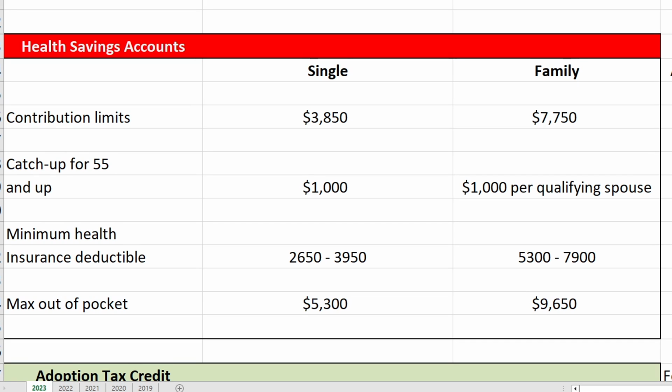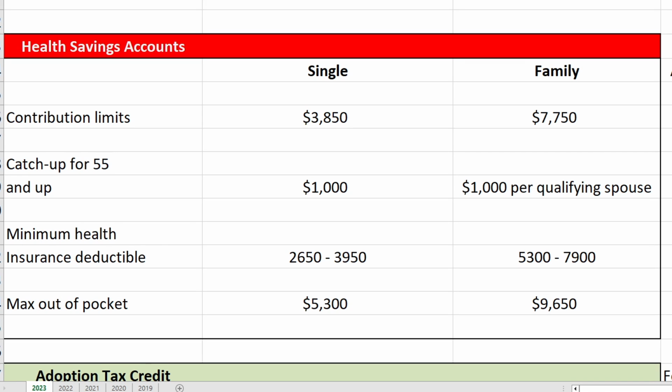Remember, even if you have a family, you cannot contribute more than the total limit of $7,750. Regardless, if you do that, you're going to be subject to penalties. If you over contribute, you're going to have to pull the money out of that account to avoid penalties when you file your taxes.